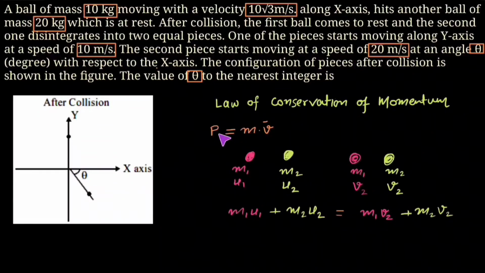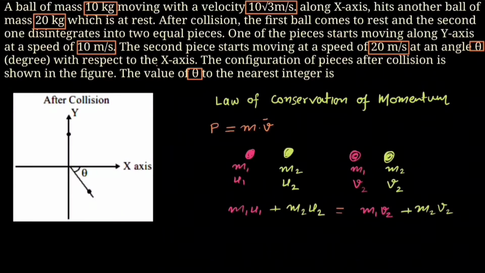As we know that momentum is a vector quantity, if the collision is taking place in a straight line, so before collision and after collision the body is moving in a straight line, we can simply add these terms. But if the collision is not happening in a straight line, we cannot simply add these momenta because momentum is a vector quantity, so we have to take care of the direction as well.